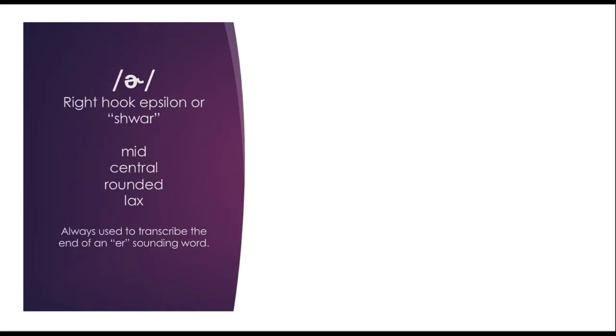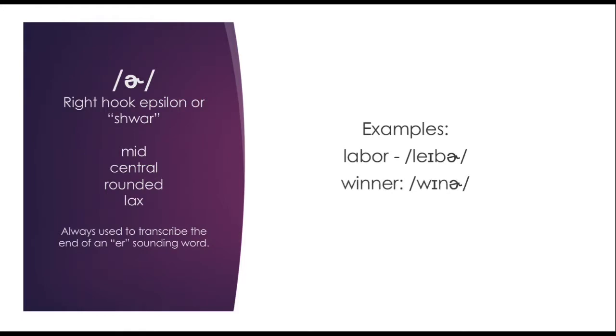Then you have the right hook epsilon or the schwar, which is a mid central rounded lax vowel, and it is always used to transcribe the end of an ER sounding word. It's not always represented by ER. It could be OR. It could be many different things. There's many allophonic variations of that. Some examples are going to be labor and winter. They both end in that sound.